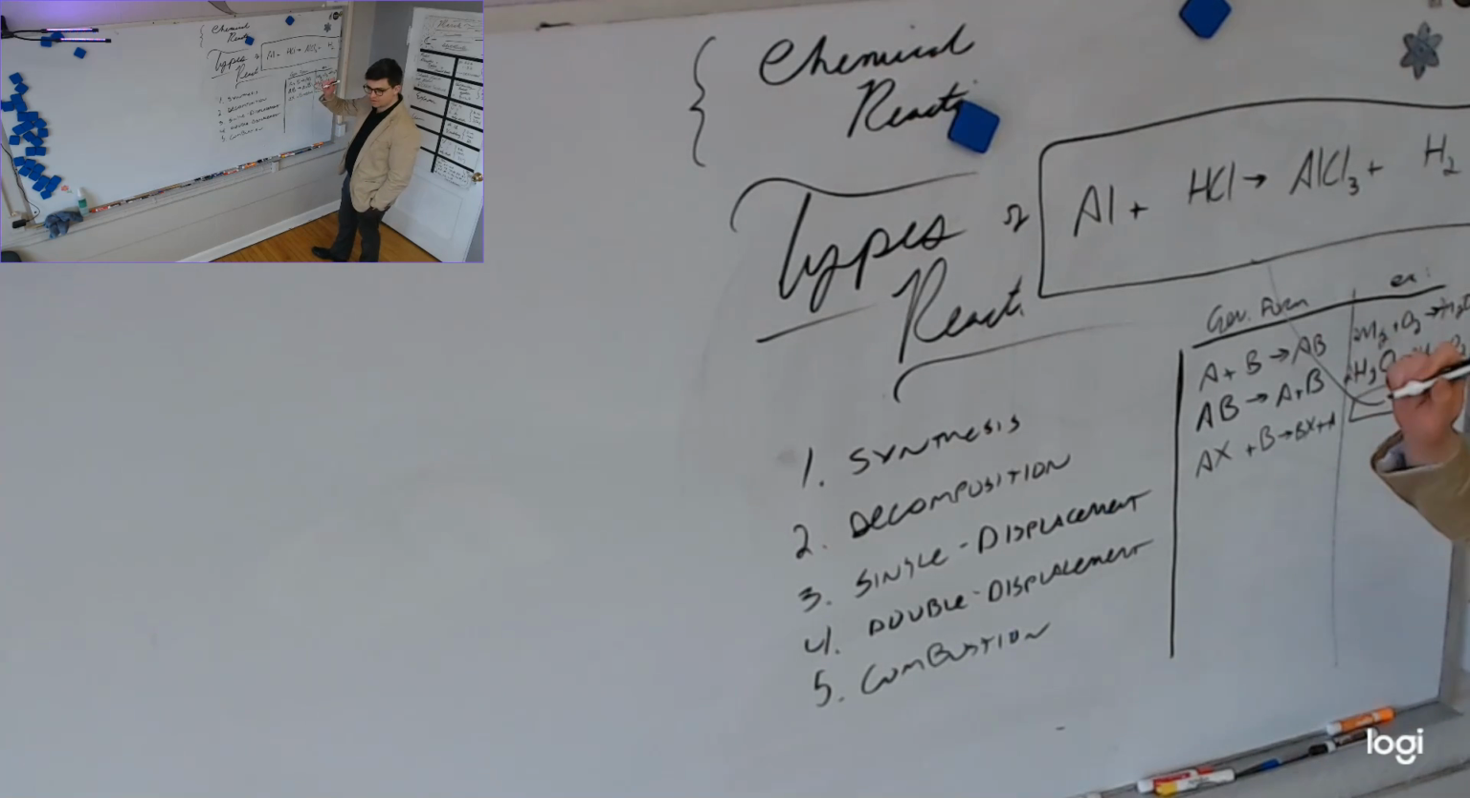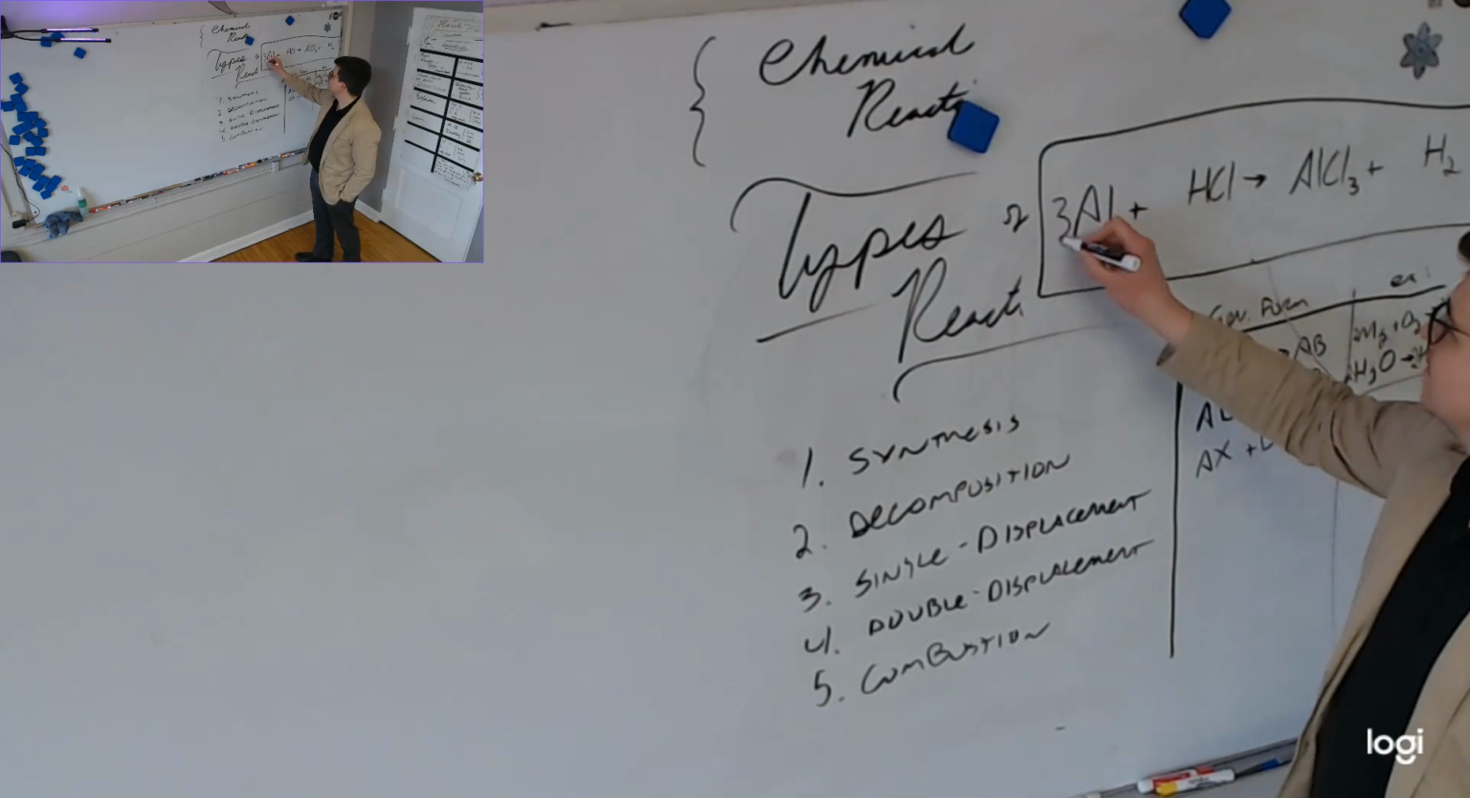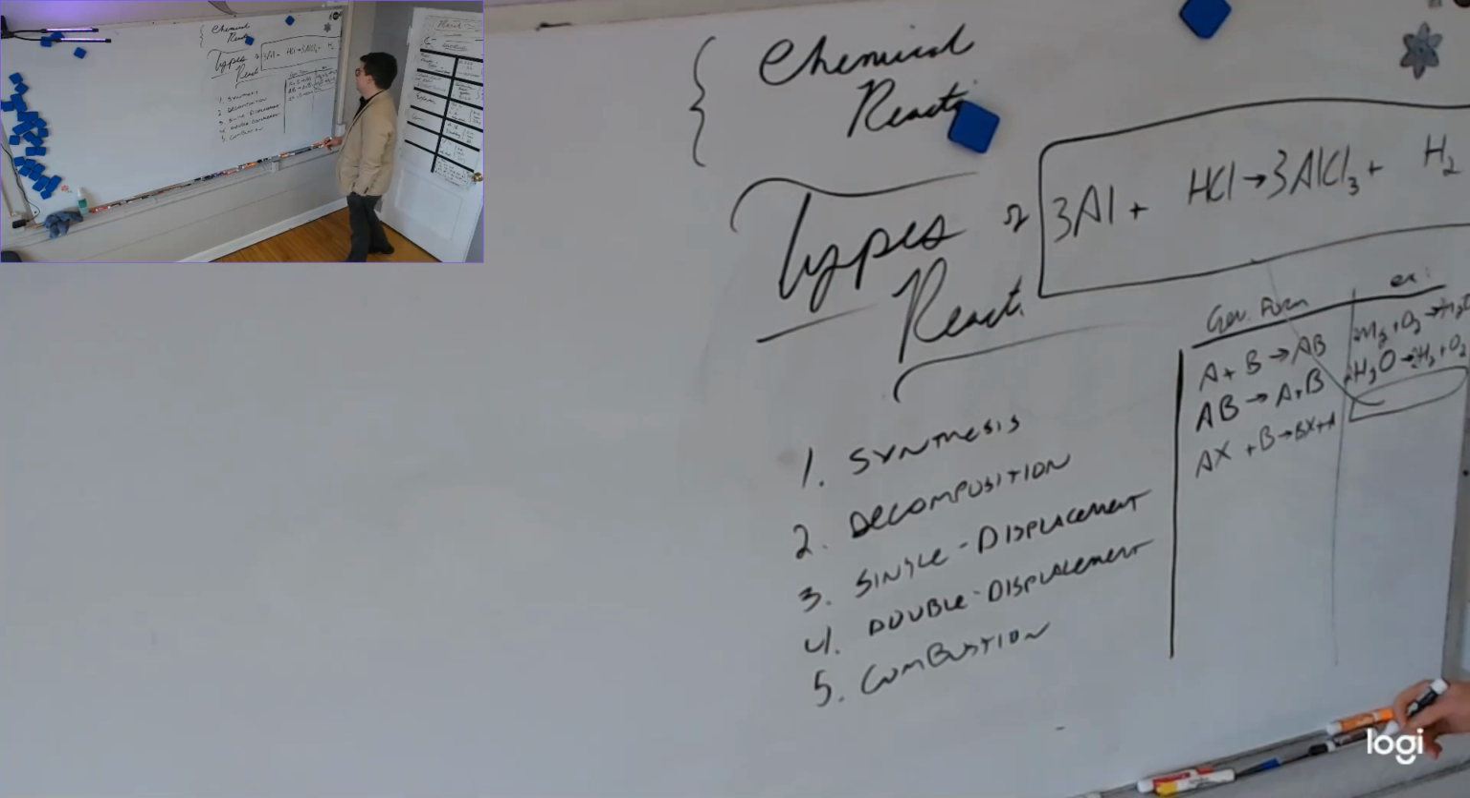I'm prepared. I have the 3 written. I just don't know where to put it. Please tell me. The 3 on the Al on both sides? Okay, is that correct? Well, let's see what happens. No, actually, let's leave it. Don't leave the 3 on the one side, on the right side.